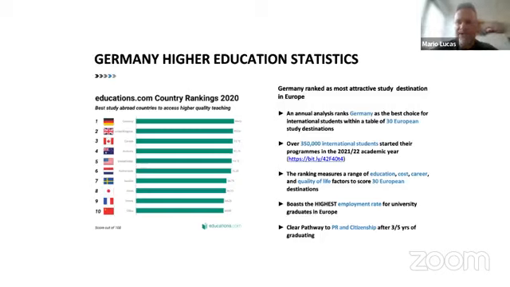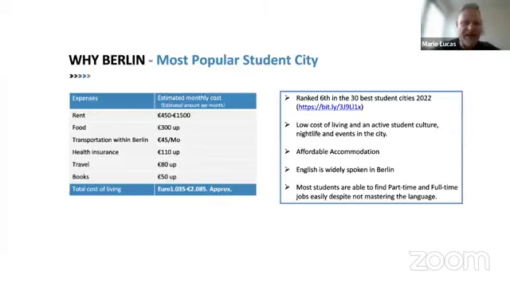So we have, and that might be of interest, you won't be lonely then, more than 350,000 international students that started their programs in the 21-22 academic year, and Germany boasts the highest employment rate for university graduates in Europe. So it's also a good perspective after you have finished your degree. So let us take a look at the most popular student city, Berlin, our capital.